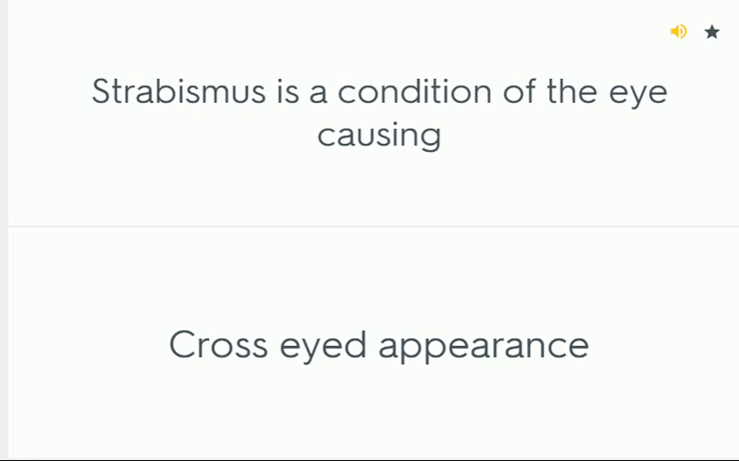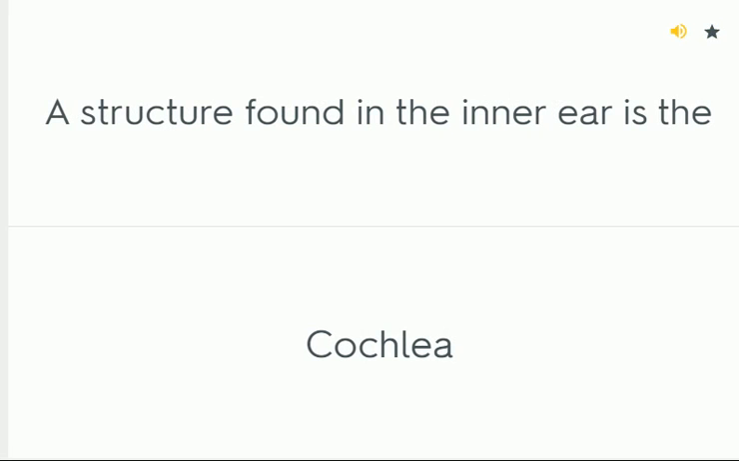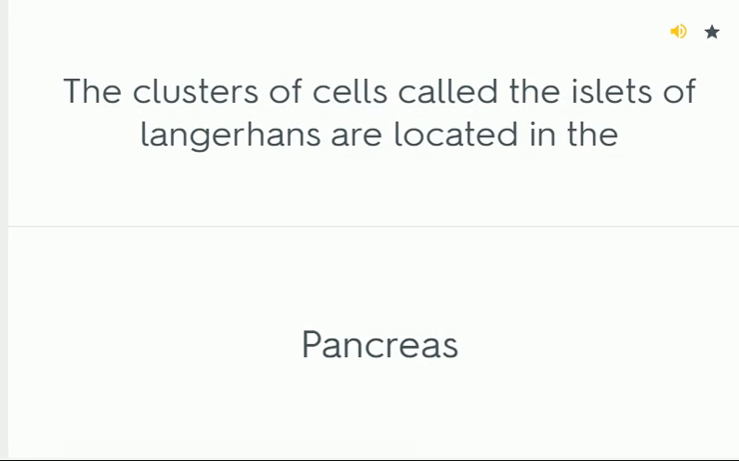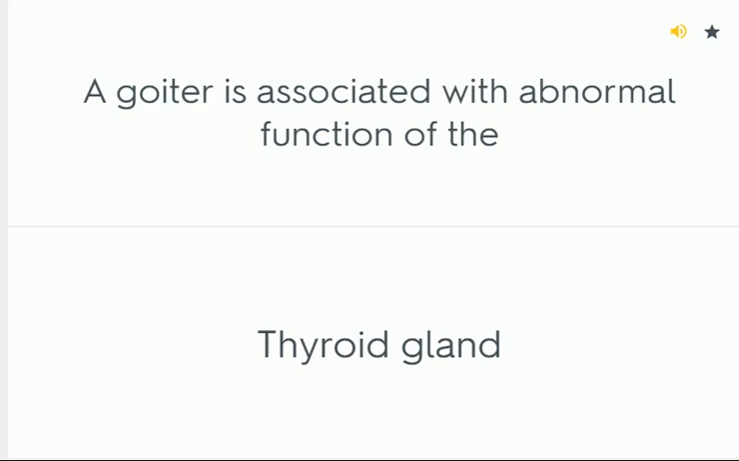Strabismus is a condition of the eye causing cross-eyed appearance. A structure found in the inner ear is the cochlea. The clusters of cells called the islets of Langerhans are located in the pancreas. A goiter is associated with abnormal function of the thyroid gland.